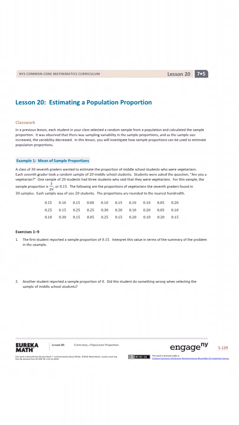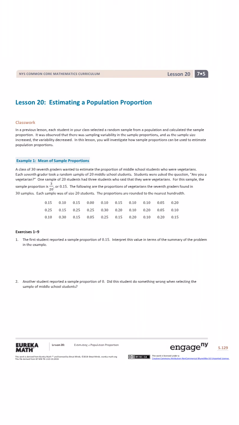In previous lessons, each student in your class selected random samples from a population and calculated the sample proportion. It was observed that there was sampling variability in the sample proportions, and as the sample size increased, the variability decreased. In this lesson, we are going to investigate how sample proportions can be used to estimate population proportions.